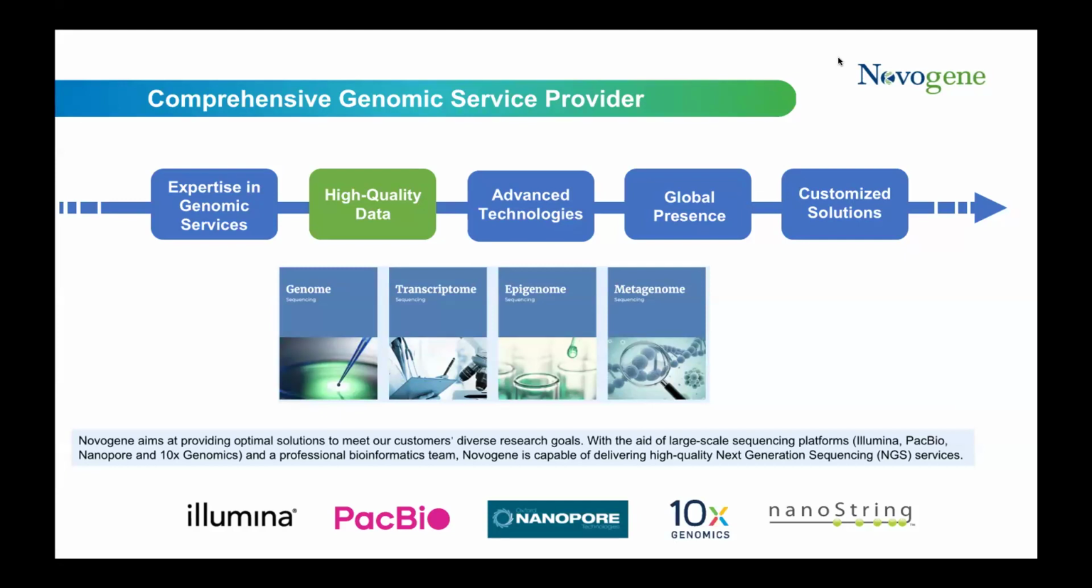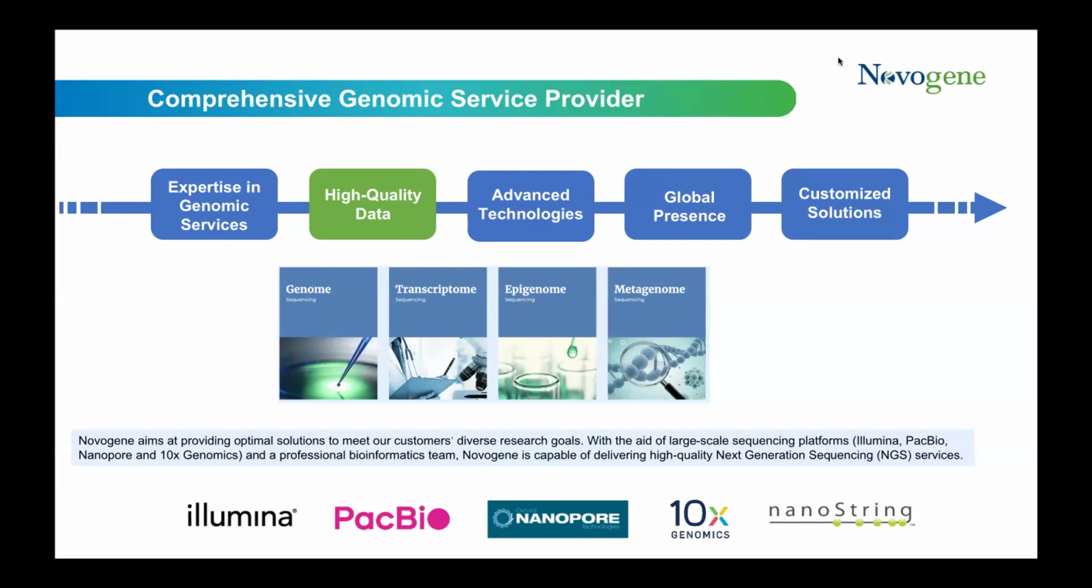The second one is the advanced technologies. As I showed in the last slide, our company Novogene is known for leveraging advanced genomics technologies, particularly the NGS platform. Staying up to date with the latest technologies allows Novogene to offer customers cutting-edge solutions and stay at the front of genomic research.